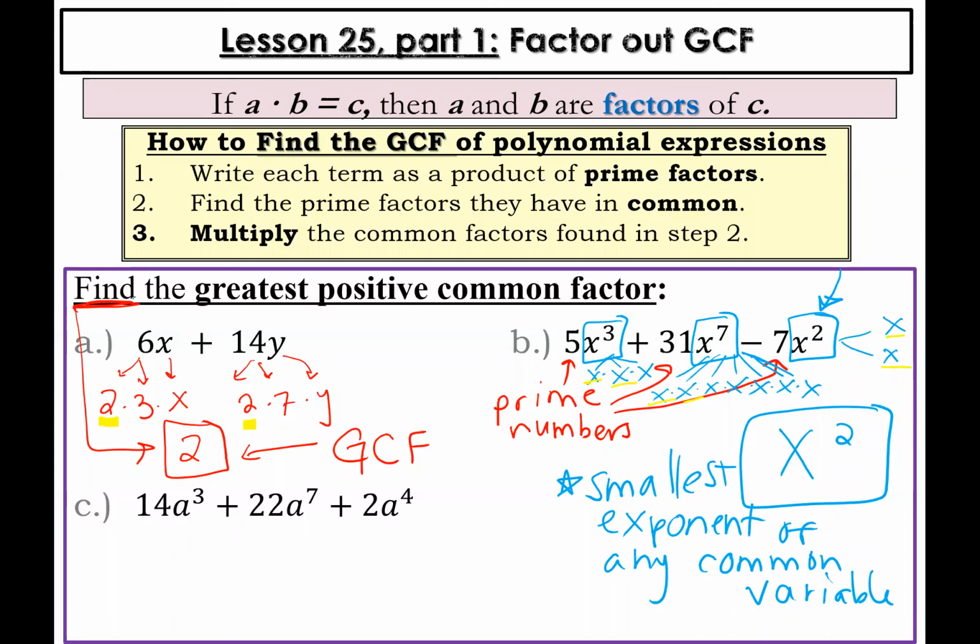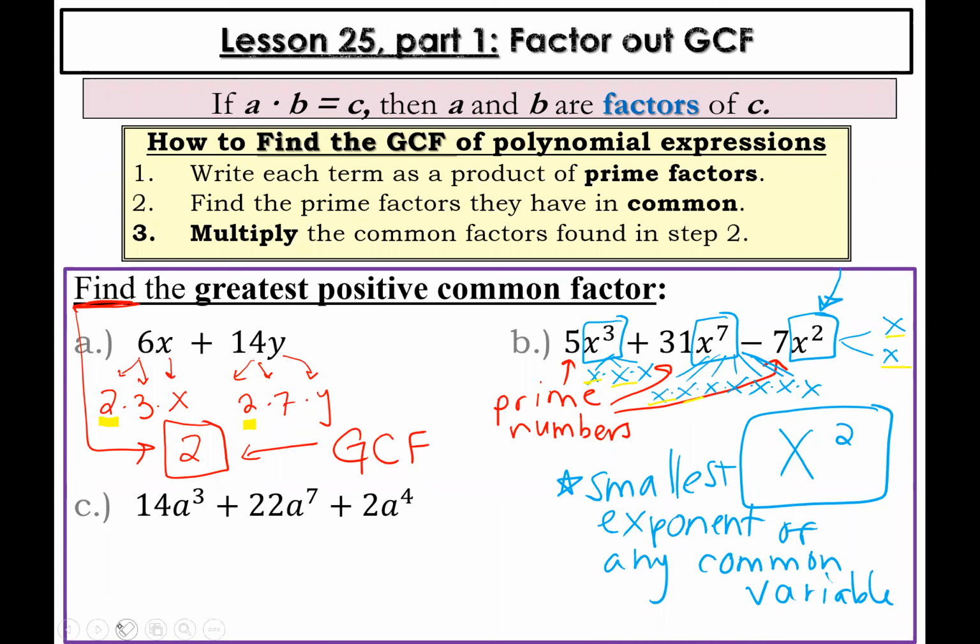So once again, we have found the greatest positive common factor, which was x to the second power, or x squared. Technically, the coefficient, the number in front here, is just a 1, because in terms of 5, 31, and 7, the GCF between those 3 numbers is just 1. Now I'm going to erase this 1, because I don't really want you to write it in your final answer, but I want you also to know that it's there.